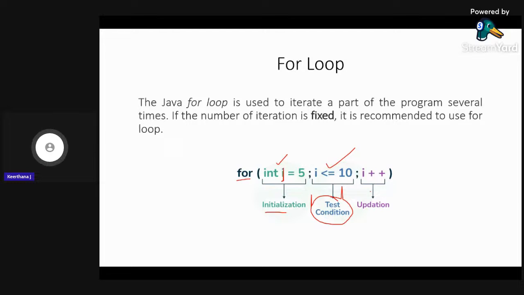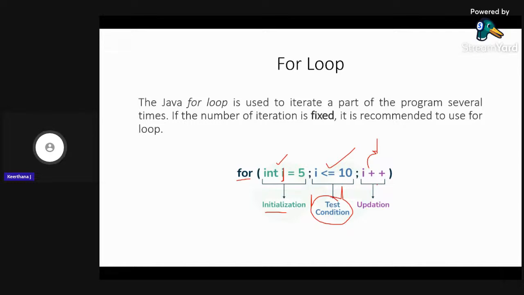Next thing is updation. Here you're going to increment the I value. If you're not incrementing, then it turns into an infinite loop. Infinite loop in the sense there will be no ending, because the condition will not fail at any point of time. Updation must be done to the I variable.